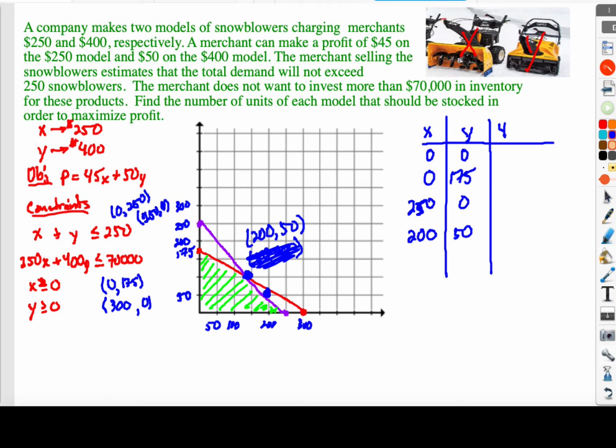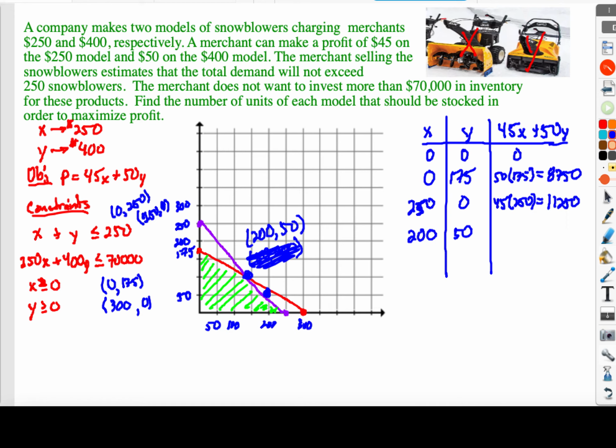Plug those points into 45x plus 50y. You can go ahead and take a minute to do that, or just trust me that if you plug in 0, 0, you'll get back 0. Obviously, if we don't stock any snowblowers, we can't make any money. If you plug 0, 175 in, well, basically 50 times 175 is going to be 8750. Again, 250 times 45 plus 0, so all of one, none of the other, will come out to 11,250.